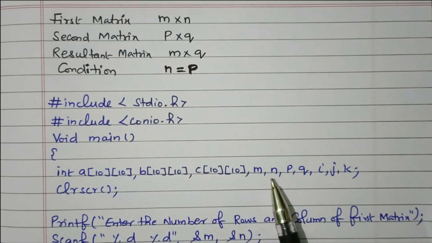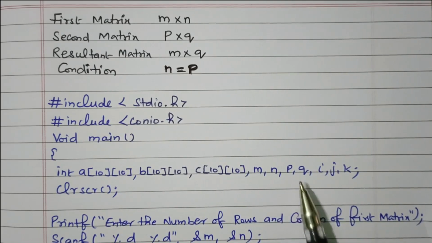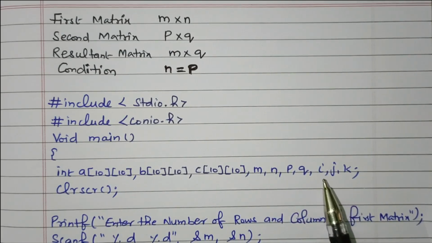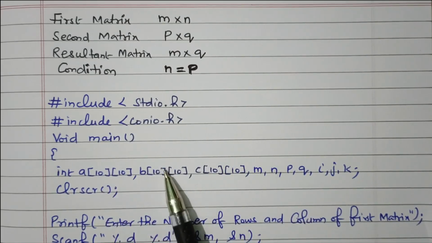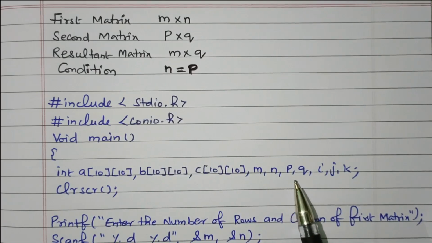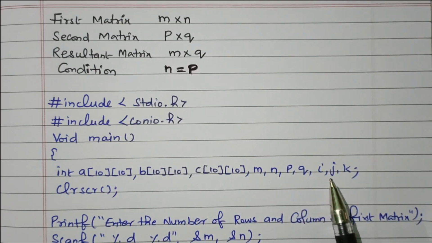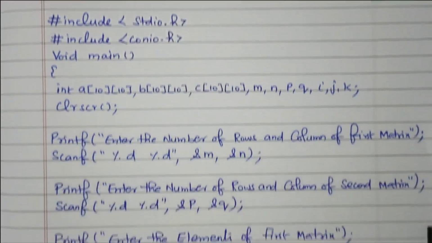M and N are the dimensions of the first matrix, P and Q the dimensions of the second matrix. In order to open the for loops, we use i, j, k. One more variable is available, k. Right. Now we have declared the first matrix, second matrix, third matrix, dimensions of the first and second matrix, and the variables required for the loops. Then we clear the screen in order to clear the previous content.